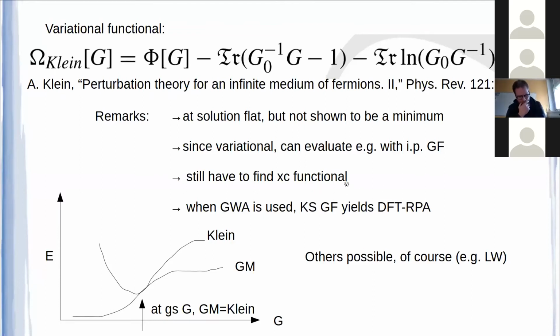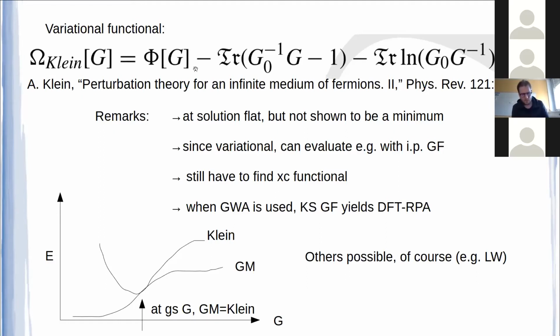And so you could, for example, think that you can evaluate it with a Green's function that is not exactly the solution, and you would still get a quite good result, for example, an independent particle Green's function. And by the way, I put a note here: when you use the GW approximation, I will come to this in a minute, then your Klein functional gives actually the RPA formulation of density functional theory.